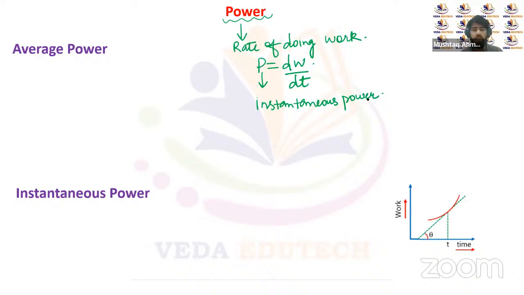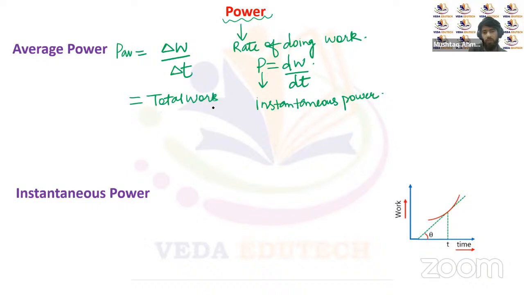Now, what is average power? The average power is the total work done upon the total time. Let's suppose delta W is the total work done, and delta T is the total time. That's the average power: total work upon total time.